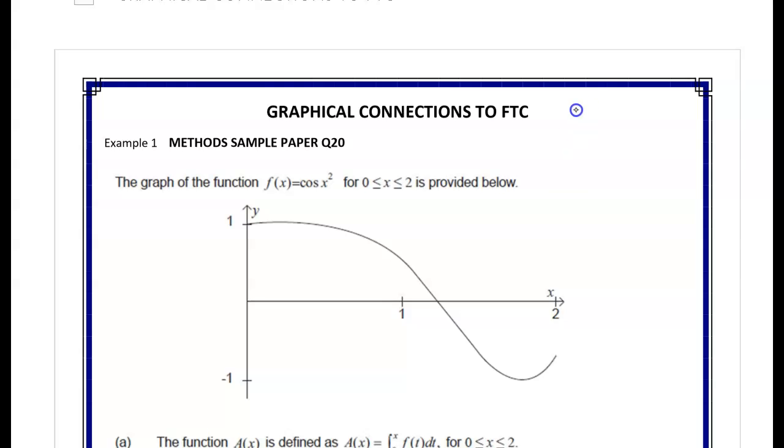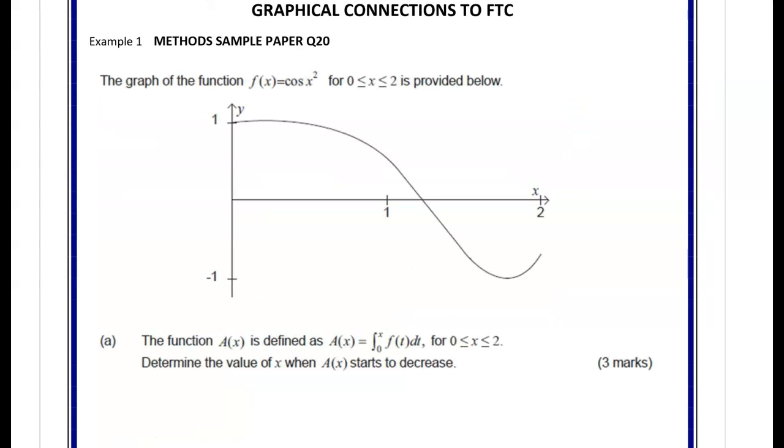So here we have this scenario. You've got a graph. It's related to cos. It's a bit different, cos of x squared, and between 0 and 2. But what's important is being able to interpret what this represents.